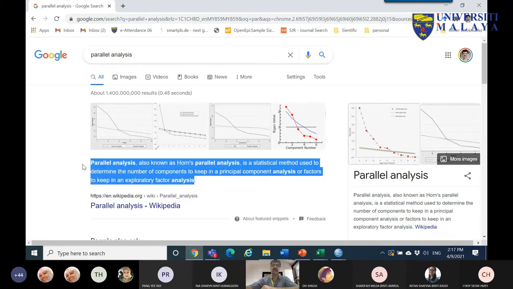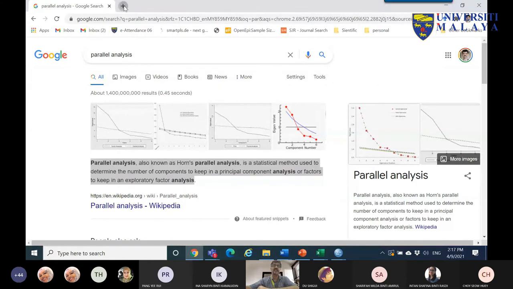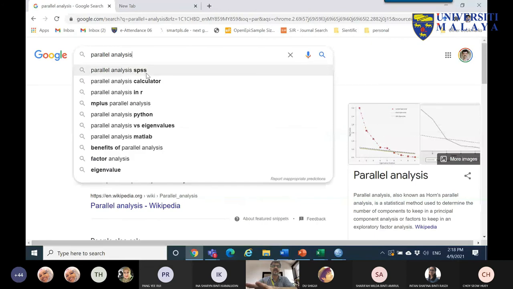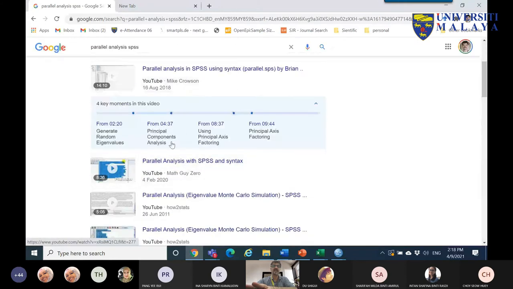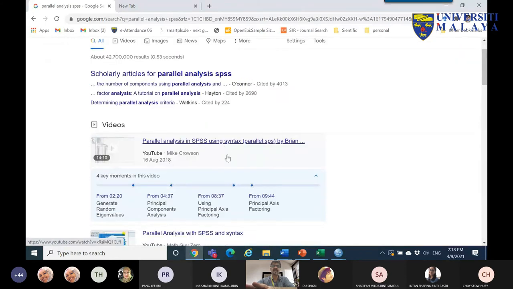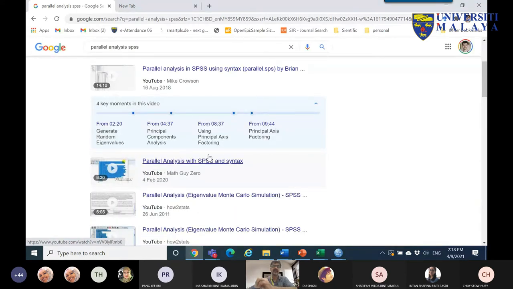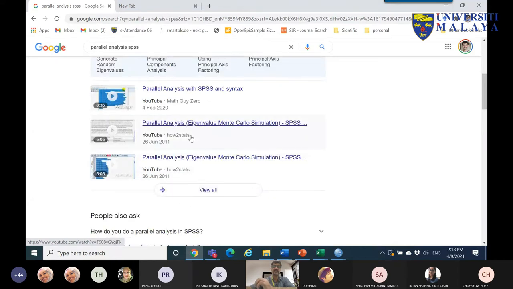In order to do the parallel analysis, SPSS has no option to do this analysis, and you have to do it with other software. If you search for parallel analysis in SPSS, as you can see here, there are some syntaxes. You can download the syntax, but it is very difficult to use. And look at here, the parallel analysis and syntax. This is Monte Carlo simulation. Actually, it's based on the Monte Carlo simulation. As I mentioned, it is a kind of simulation.